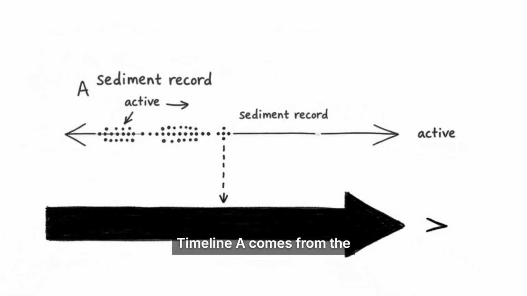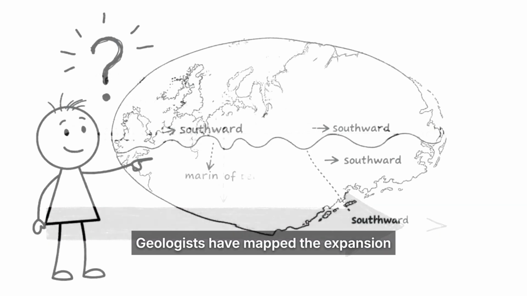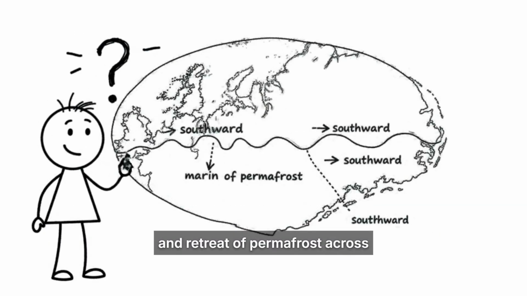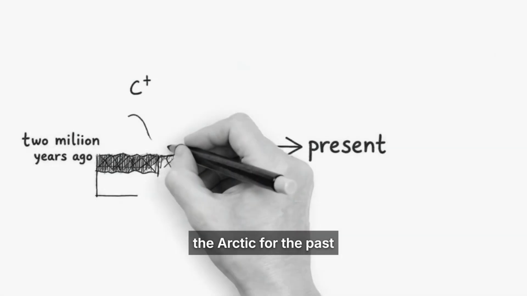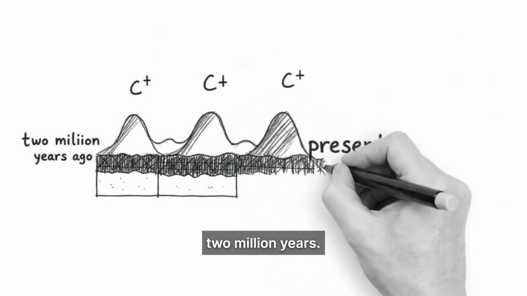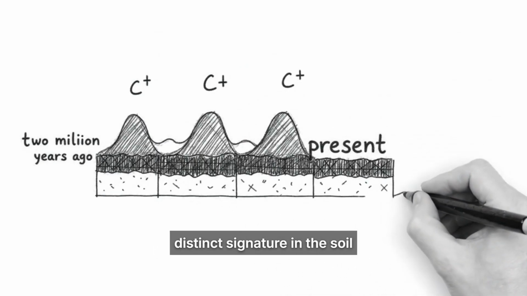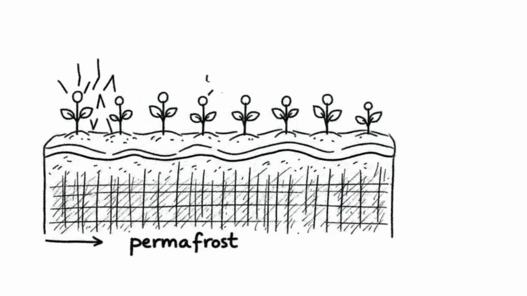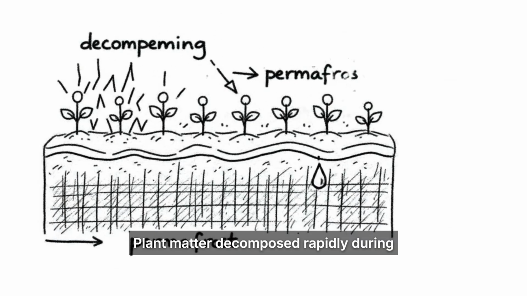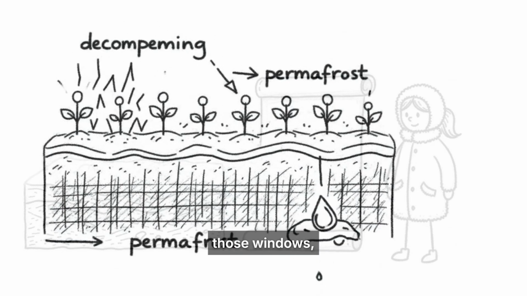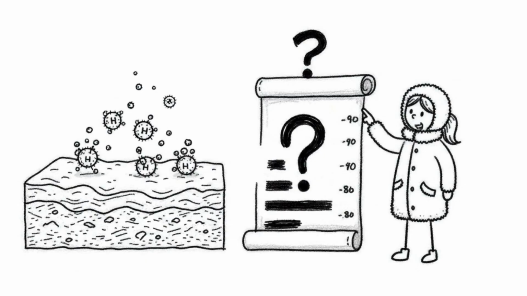Timeline A comes from the sediment record. Geologists have mapped the expansion and retreat of permafrost across the Arctic for the past 2 million years. Each warming event produced a distinct signature in the soil layers. Plant matter decomposed rapidly during those windows, releasing greenhouse gases.